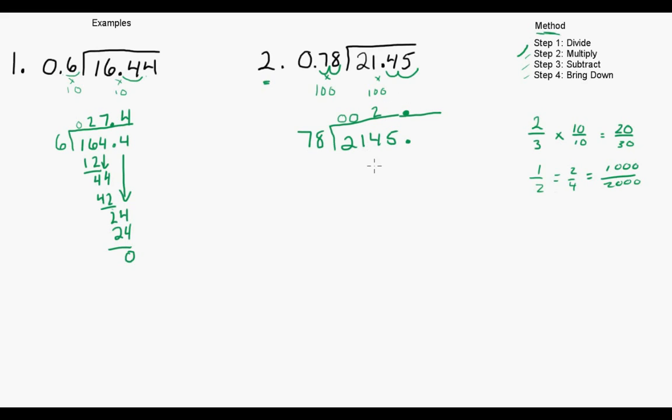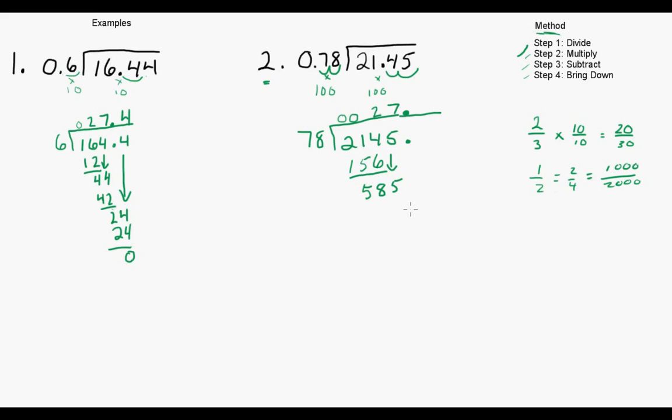2 times 78 is 156. If we subtract 156 from 214, we get 58. And we bring down the 5. Okay, a little note here, you might need to use a trial and error method if you're not using a calculator, and that's fine, just do it on a scrap piece of paper or on the side. So 78 goes into 585 7 times.